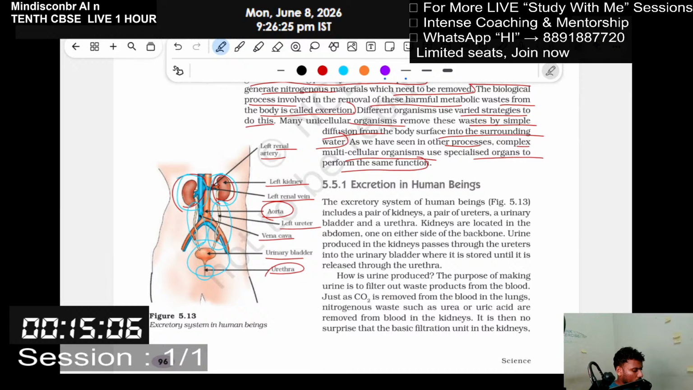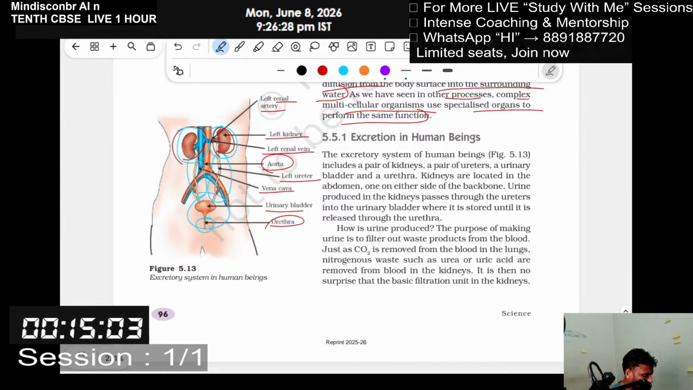So, excretion in human beings. The excretory system of human beings includes a pair of kidneys, a pair of ureters, urinary bladder, and a urethra. Here you can see a pair of kidneys, a pair of ureters, and the urinary bladder, and urethra. Kidneys are located in the abdomen, one on either side of the backbone. Urine produced in the kidneys passes through the ureters into the urinary bladder where it is stored until it is released through the urethra. Simple.